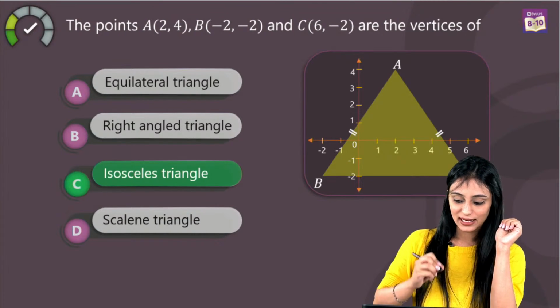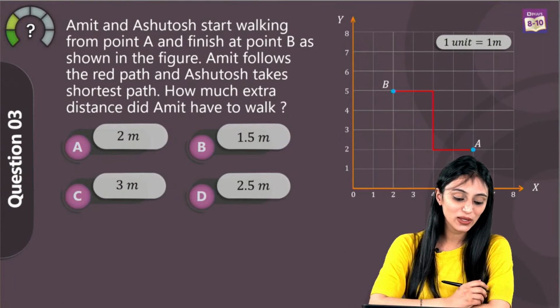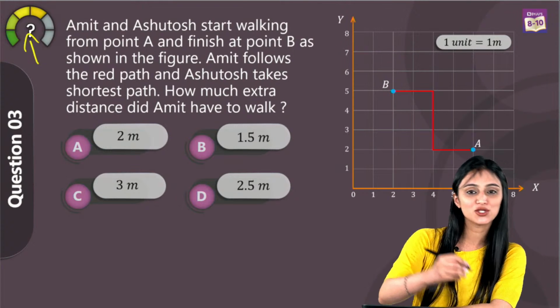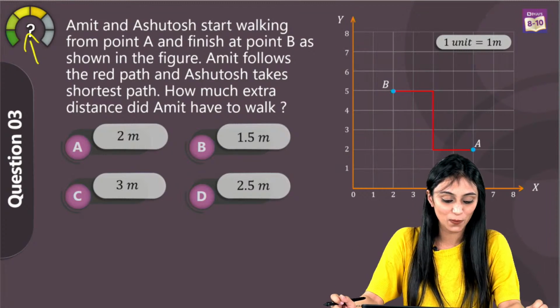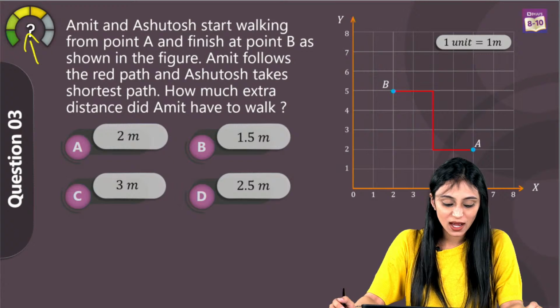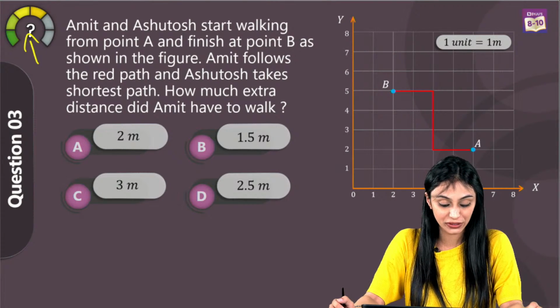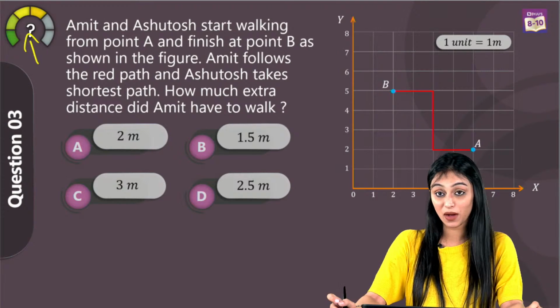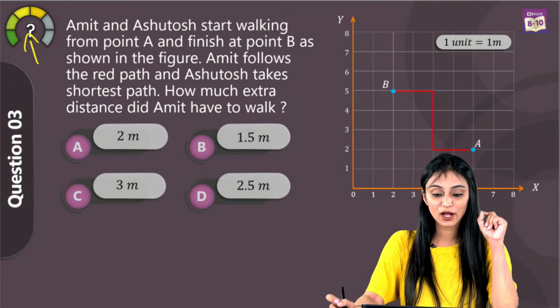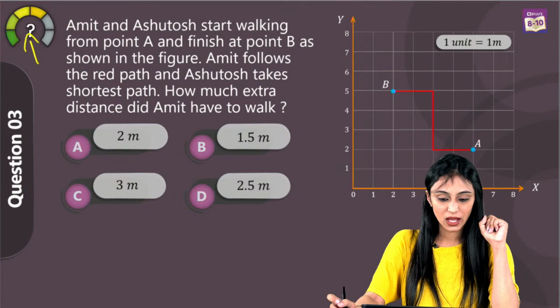Okay. Let's move to question number 3 now, and we can see that it's a moderate level one, so the level of the question is slightly increased now. Amit and Ashutosh start walking from point A and finish at point B as shown in the figure. Amit follows the red path and Ashutosh takes the shortest path. How much extra distance did Amit have to walk?